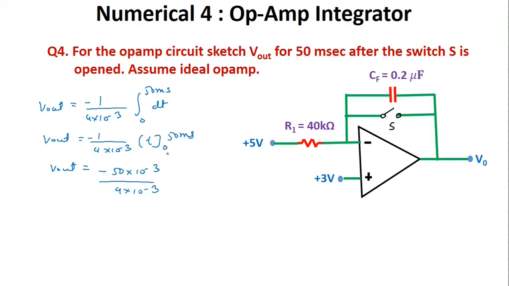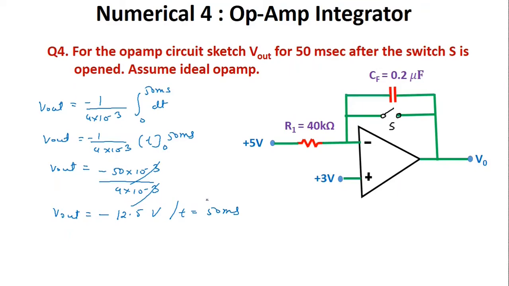Now after integrating, output voltage will be equal to minus of 50 into 10 to the power minus 3 divided by 4 into 10 to the power minus 3. This 10 to the power minus 3 and this 10 to the power minus 3 will cancel out, and we get output voltage is equal to minus of 12.5 volt. So this value is at t is equal to 50 milliseconds.